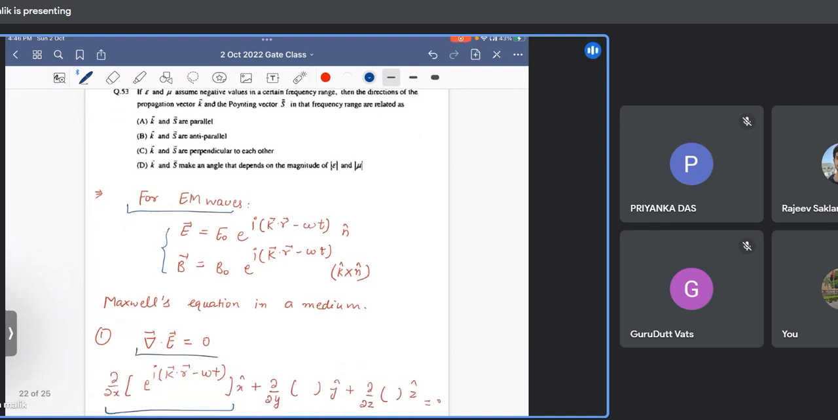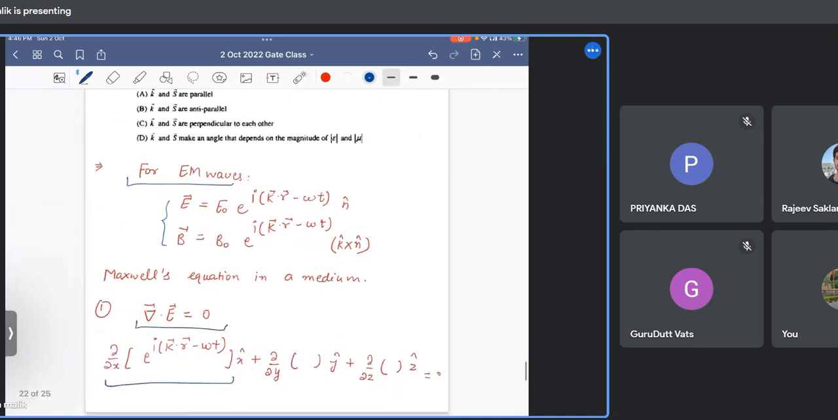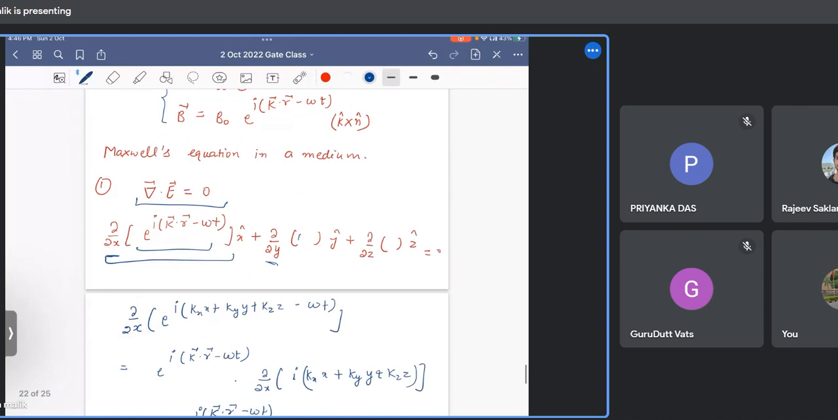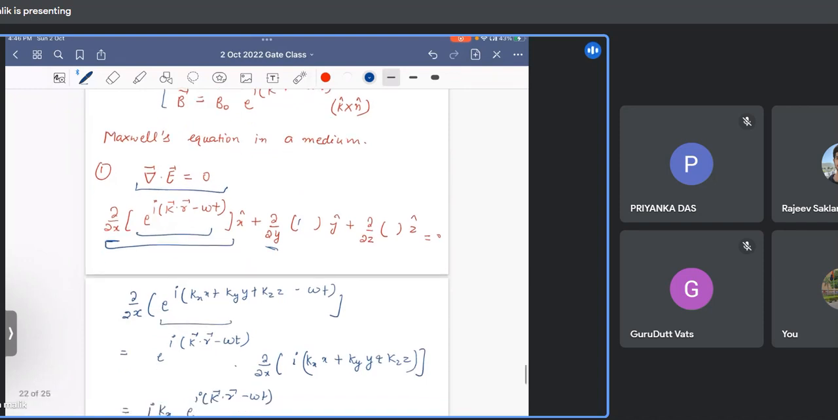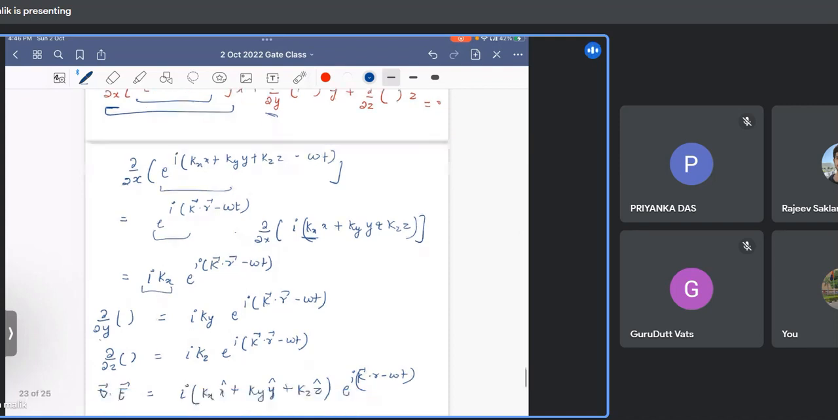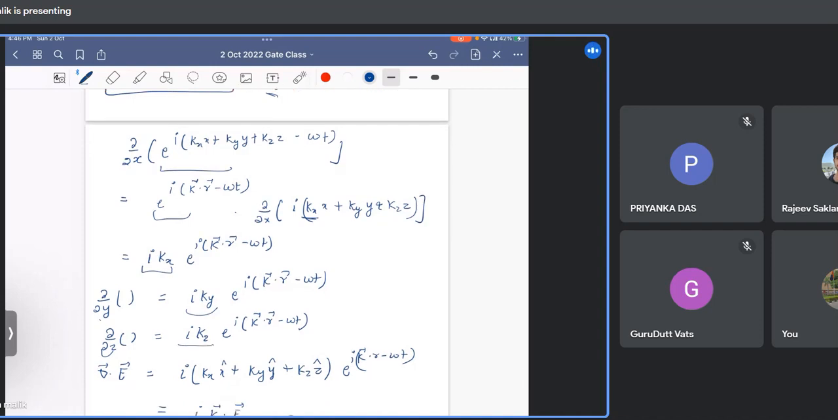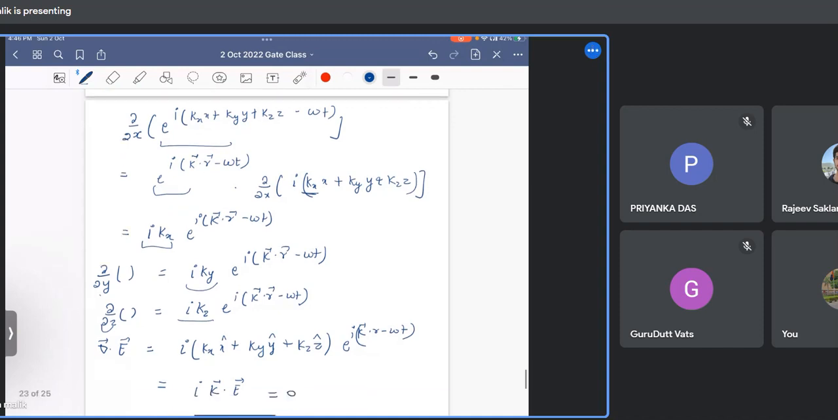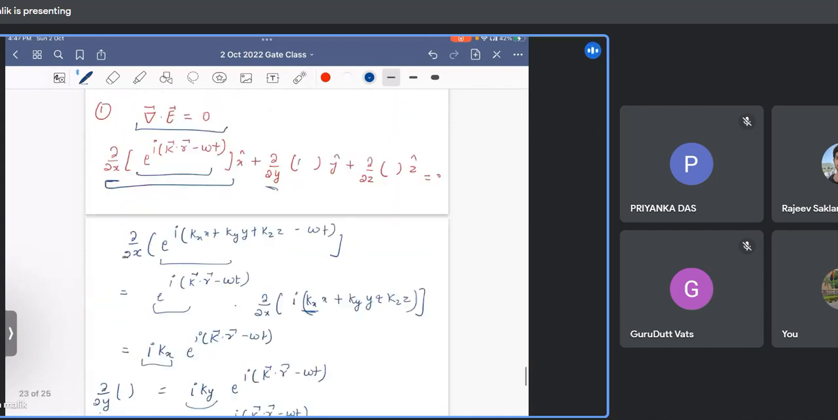The first Maxwell equation is divergence of E equals 0. When you calculate the divergence, del by del x of this term in the x cap, del by del y of this term in the y cap, and so on. So for one term, del by del x, this term will come out and only kx will survive. So ikx will come. Similarly, del by del y gives iky. When you take the del by del z derivative, there is an ikz. I guess you will get what I have done here.